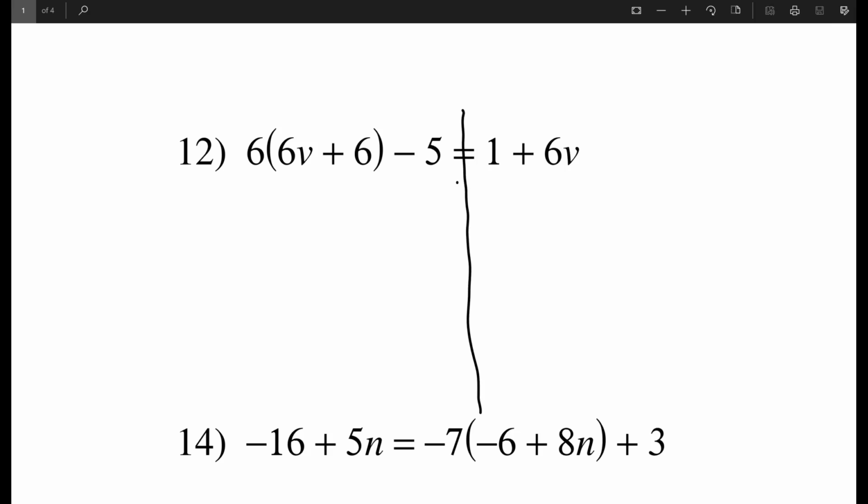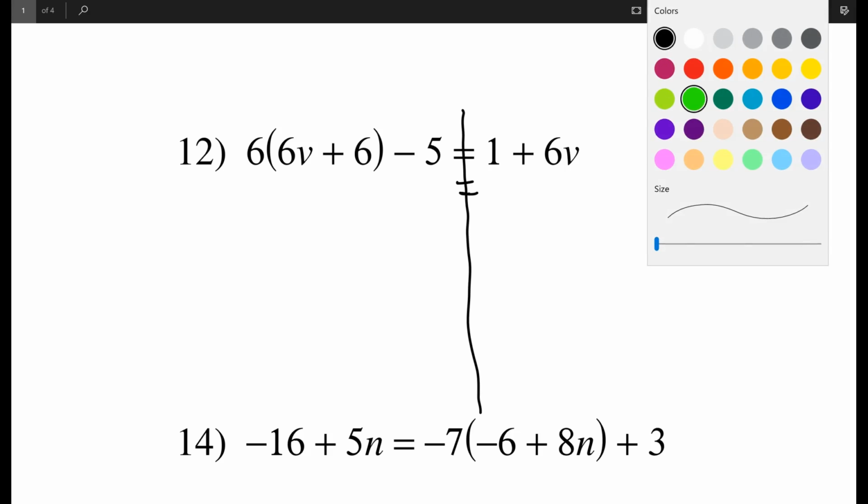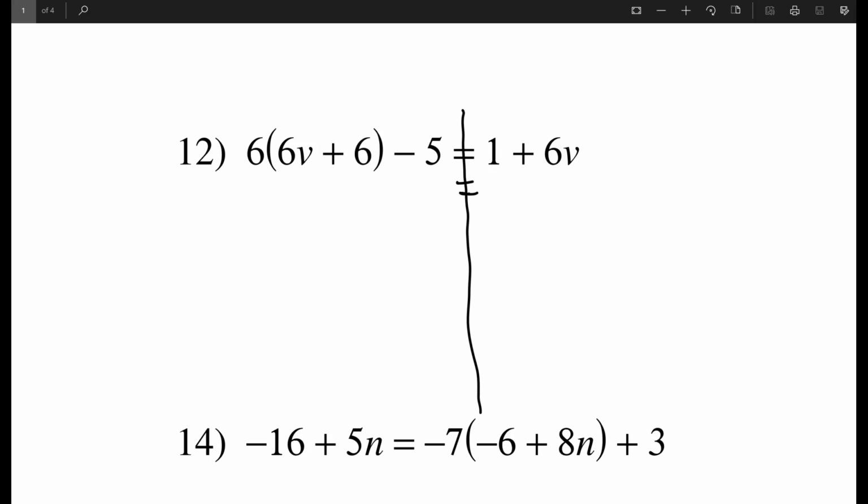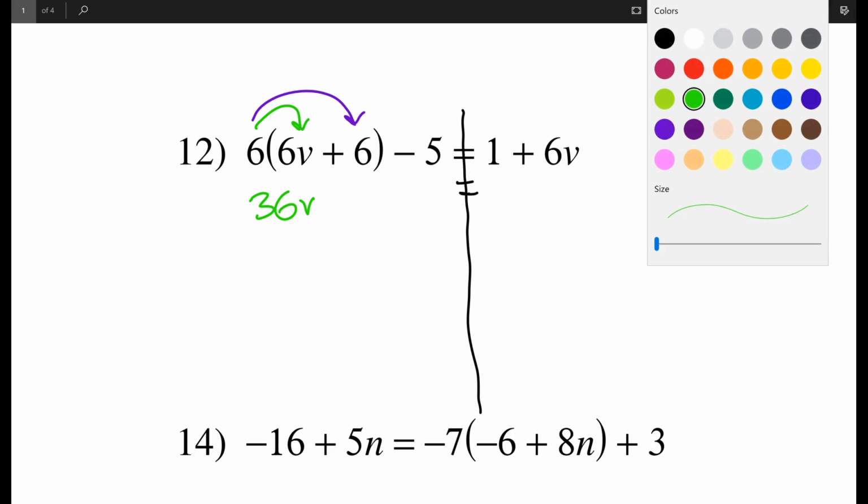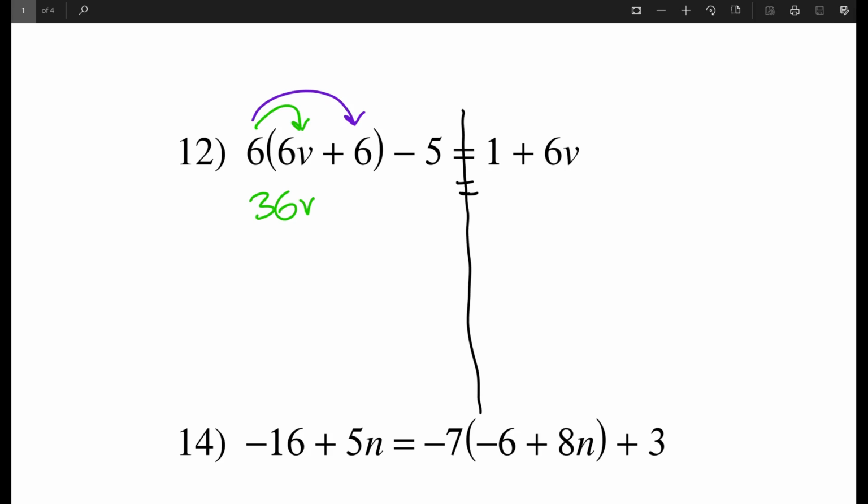Going to separate these, throw in an equal sign down here so we know what we're doing. And again, we'll use the green for the variables. I see that this 6 is going to multiply by a variable, so it's green. This is going to multiply by constant. That's all my distribution. So let's come down here and write these down. I have 36v. The plus sign is with the 6, so plus 36 minus 5.